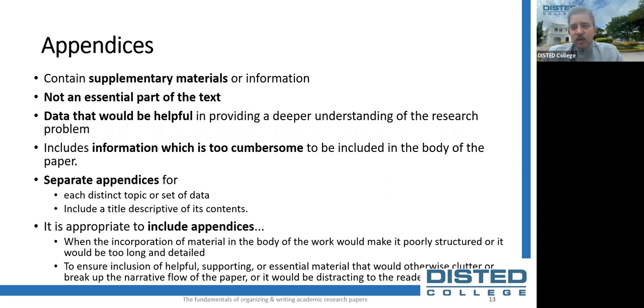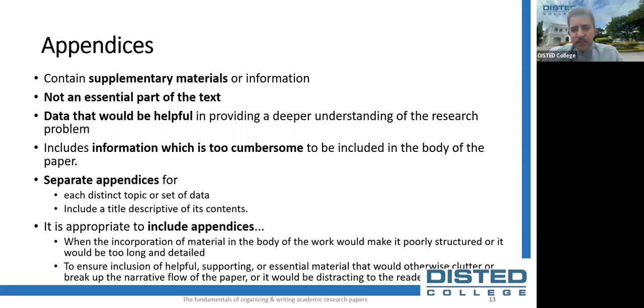So appendices contain supplementary materials that are not an essential part of the text itself, but which may be helpful in providing a more comprehensive understanding of the research problem. Or the information which is maybe too much for the body of the paper. For example, if you're doing a quantitative research, you've got your SPSS results and analysis that can go pages and pages. You don't want to put the whole SPSS raw analysis into your main paper. You may pick a few important tables that come out and put them in. The rest, selectively, not everything. Selectively, you can put certain things in the appendix.